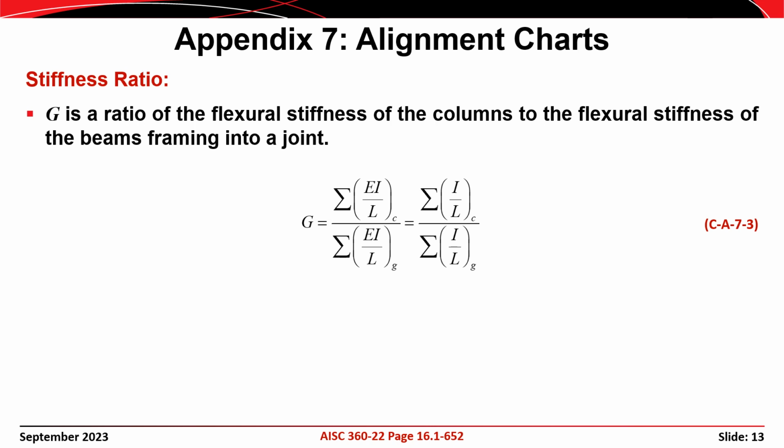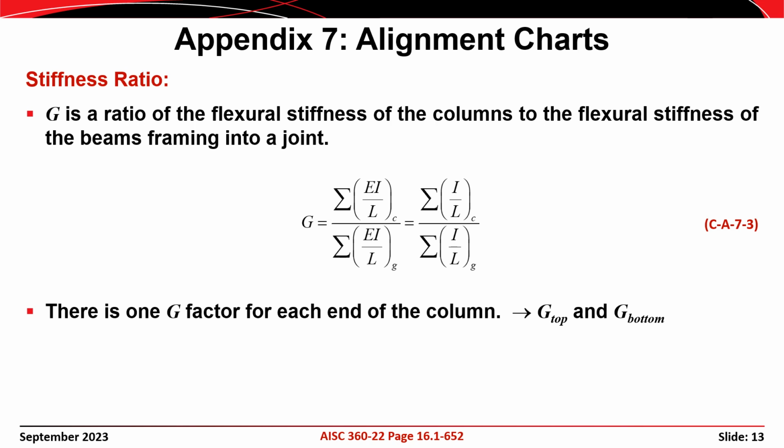So we take G equal to the sum of EI over L for the columns divided by the sum of EI over L for the girders at each joint. And there's one value of G for each end of the column, G top and G bottom. Or if you refer back to the charts in the previous slide, they're shown as G sub A and G sub B. These are ratios of stiffness, so it's appropriate that they include the modulus of elasticity. But since the modulus is always the same for the beams and the columns, we typically show G as the sum of I over L for the columns divided by the sum of I over L for the girders at each joint. Conceptually, G is a measure of the amount of rotational restraint provided at each end of the column.